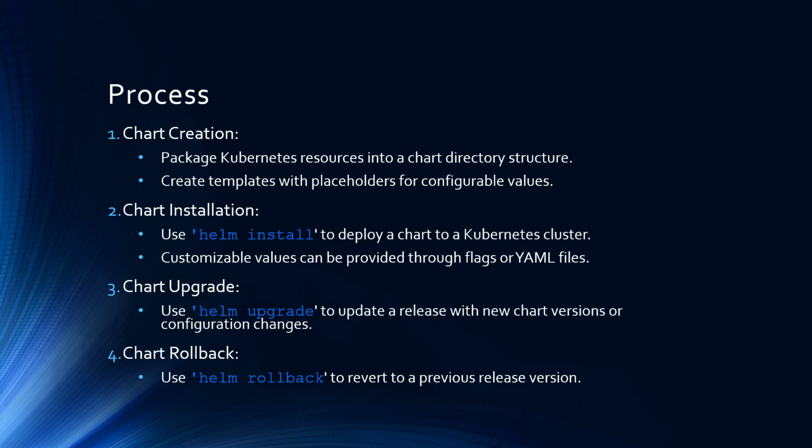Understanding the rollback process is crucial for maintaining system reliability. Remember that rollbacks restore both the chart version and values from the previous release. Maintain release history for audit purposes. Can be tested using --dry-run before execution. Each of these processes plays a vital role in the lifecycle management of your applications on Kubernetes.